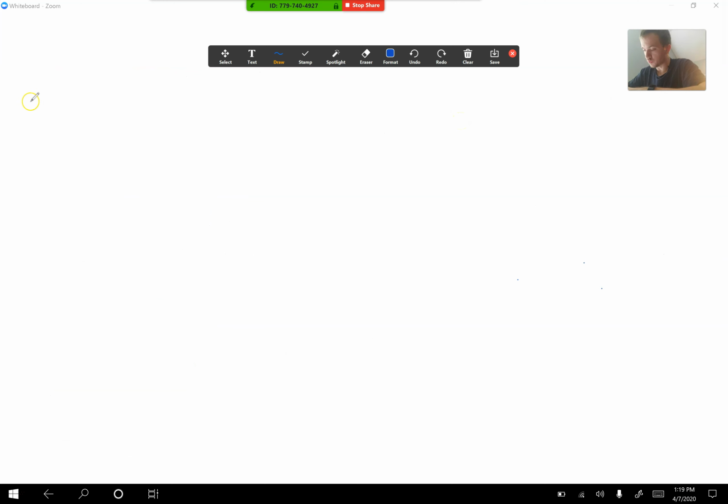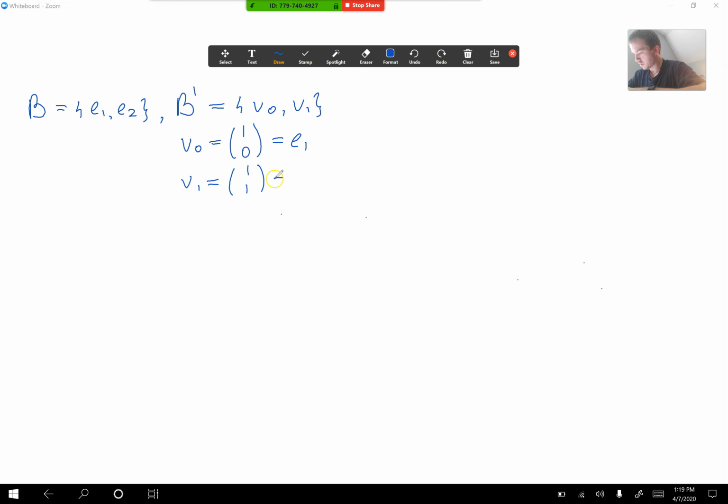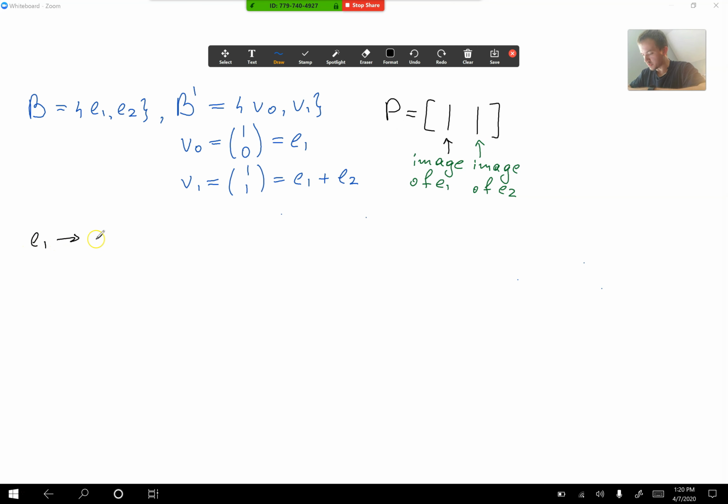So to find matrix P, we just need to remember that our old basis B is equal to E1 and E2, and our new basis B prime is going to be equal to V0 and V1. But we know that V0 is equal to 1, 0, so it's just equal to E1. And V1 is equal to 1, 1, which is exactly E1 plus E2. So matrix P is going to consist of two columns. In the first column, I'm going to put the image of the first basis vector, E1. And for the second one, I'm going to look for the image of E2. Here we can see that E1 is just mapped to V0, which is E1, and E2 is going to be mapped to V1, but V1 is just E1 plus E2.